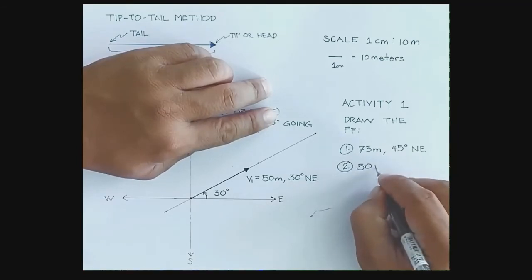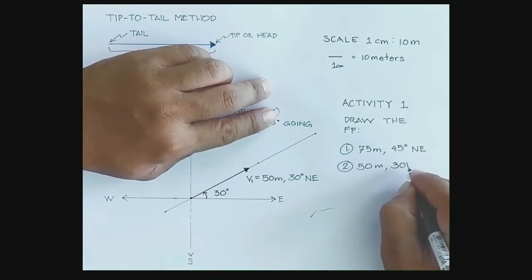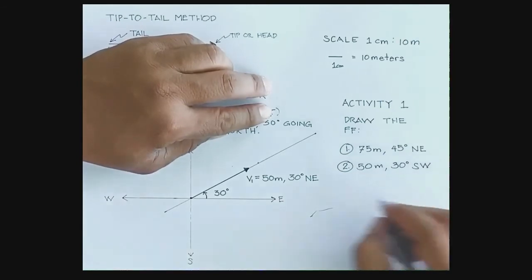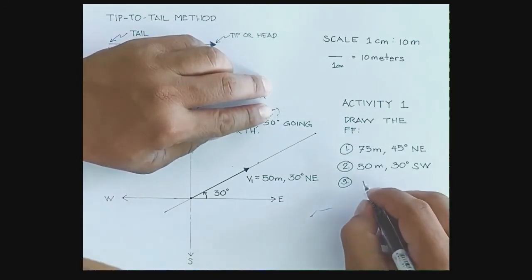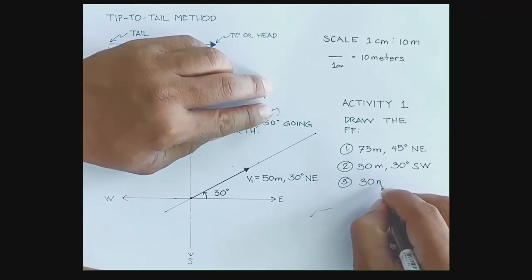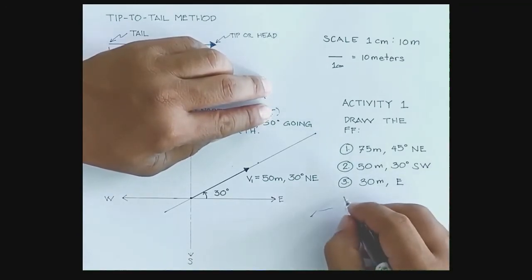All right, number 2, 50 meters, 30 degrees south of west. From west going south. All right, number 3 will be 30 meters, east. Just east.